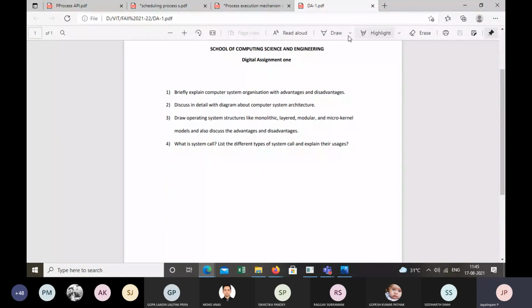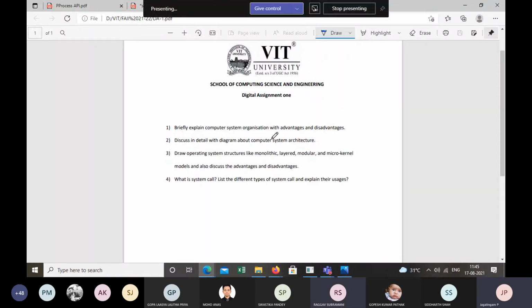Raghav, you can see the DA1. You have 4 questions. Here, the computer system organization. You know that, right? You have CPU, you have IO devices, you have OS. How are these interconnected? What are the advantages and disadvantages? Maybe before CAT 1, let us try to discuss this. Then question 3 is the operating system structures like monolithic, layered, modular, and microkernel. All these are a kind of architecture.